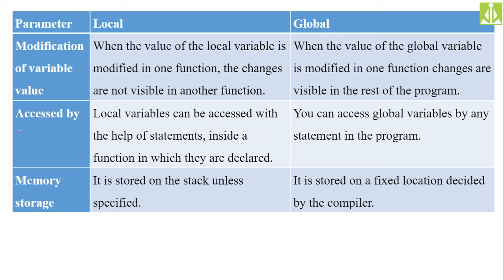Next, modification of the variable's value. When the value of a local variable is modified in one function, the changes are not visible in another function. Whatever modifications you do within one function to these local variables, as they are not accessible from outside functions, you will not see any change. Even if you pass them as parameters to a called function, whatever modifications you do in that called function, you will not see in the calling function.